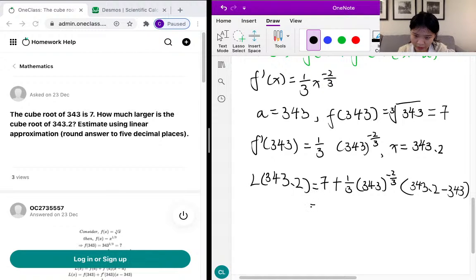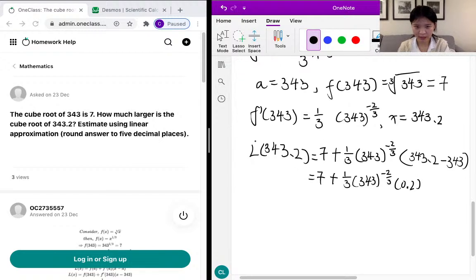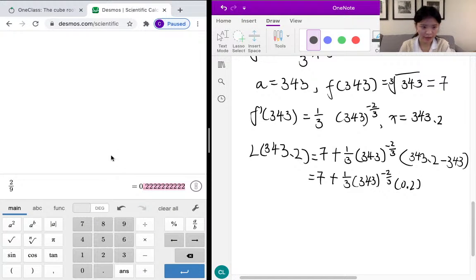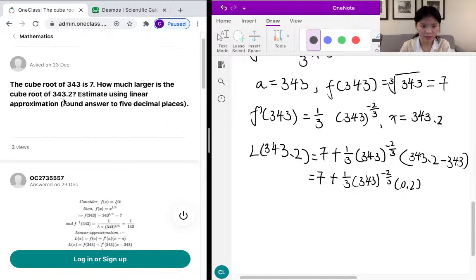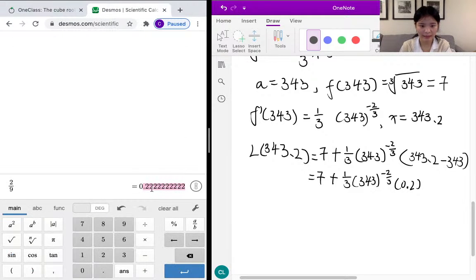So we would find the answer of the linear approximation. We know that it's 1 over 3 times 343 to the power of negative 2/3 times 0.2. And that's our linear approximation. Now let's just plug it into the calculator to see what the actual value of that linear approximation is, because the question asks us to round the answer to 5 decimal places.